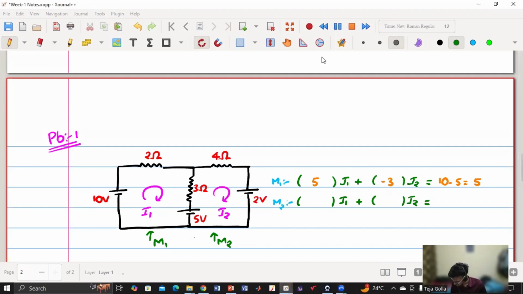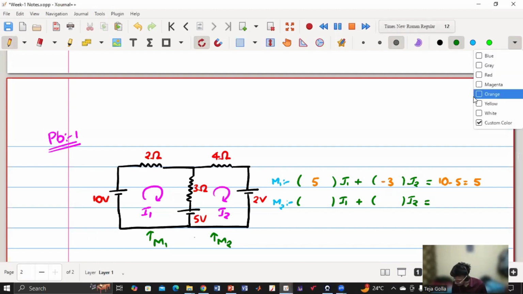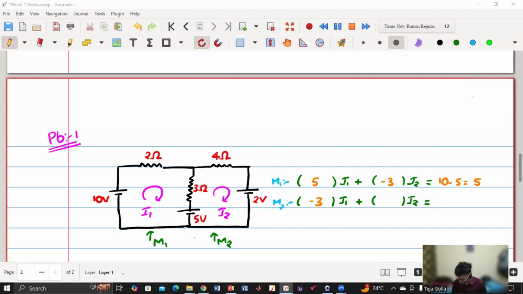So the first one will be minus 3 because the resistance that is shared is 3, and then the other one will be the summation of the resistances in this mesh, which is 3 plus 4, 7. Very good. So we have here minus 3 I1 plus 7 I2. And then the voltage source will be what? 5 minus 2. Yes, Varun and Gokul. Yes, it is 5 minus 2, which is 3, because we are traversing in the clockwise direction, which is 5 minus 2.